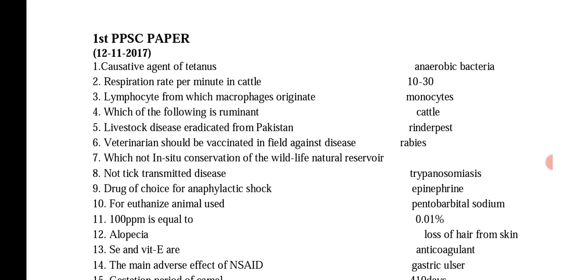To euthanize an animal or to kill an animal, we use pentobarbital sodium, or we can also use magnesium sulfate IV, but it's a more accurate method to inject pentobarbital sodium to euthanize an animal. 100 parts per million is equal to 0.01%.